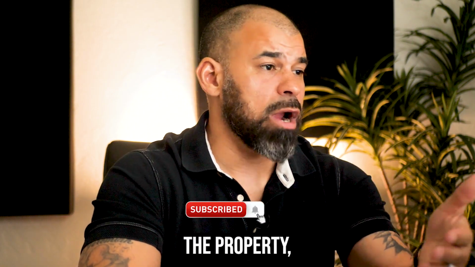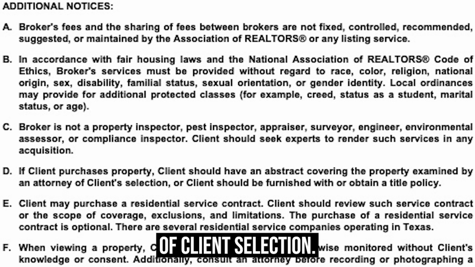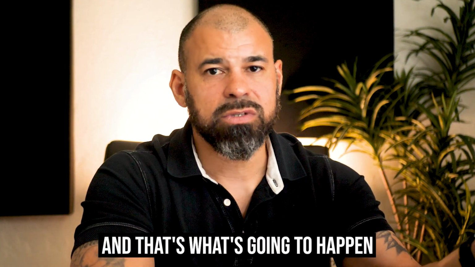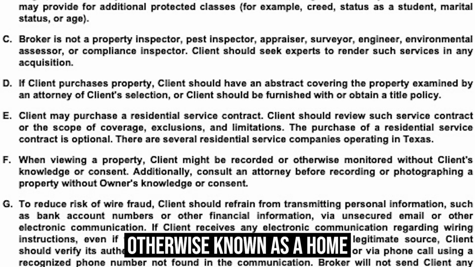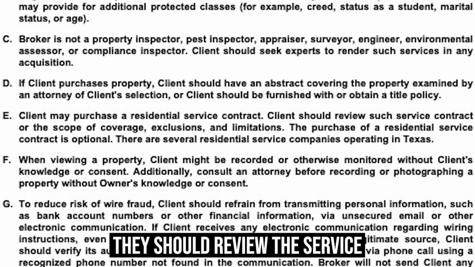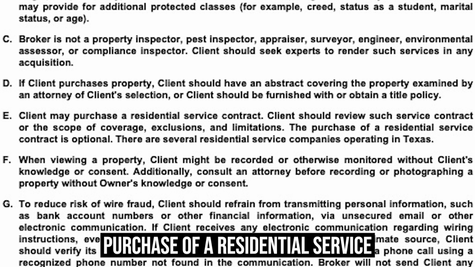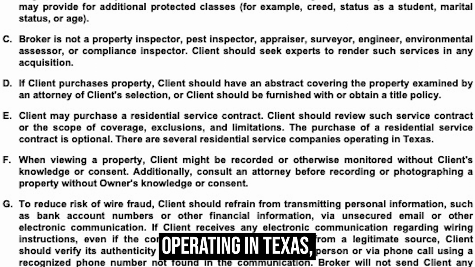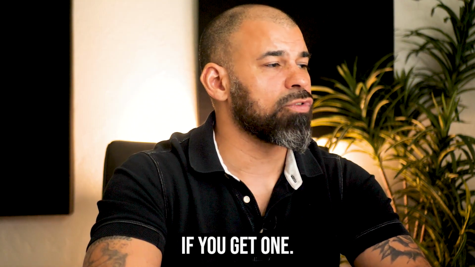If a client purchases a property, they can have an abstract covering the property examined by an attorney of client selection. It's typically what happens with the title policy, because it says, or client should be furnished with or obtain a title policy, and that's what's going to happen most of the time. Client may purchase a residential service contract, otherwise known as a home warranty. It talks about that. They should review the service and the scope of coverage and the limitations. Purchase of a residential service contract is optional. There are several residential service companies operating in Texas. So you would work that out through your purchase contract and see who's paying for it if you get one.